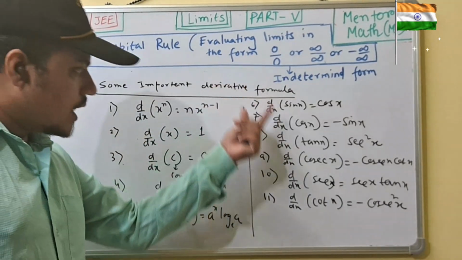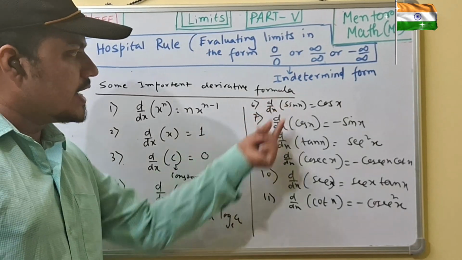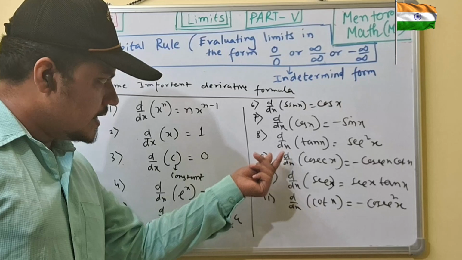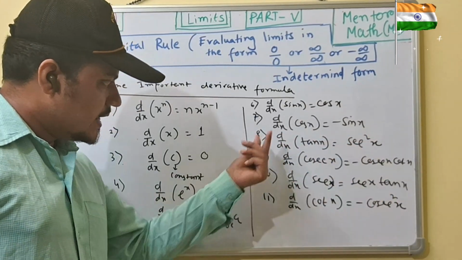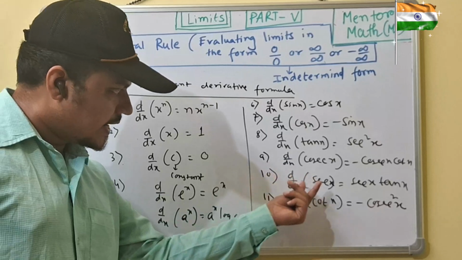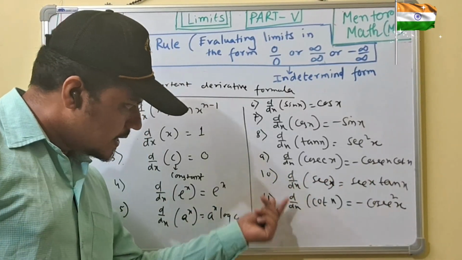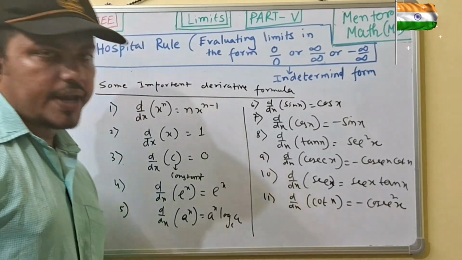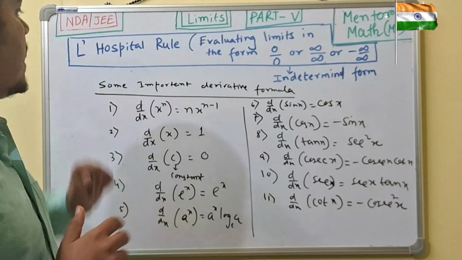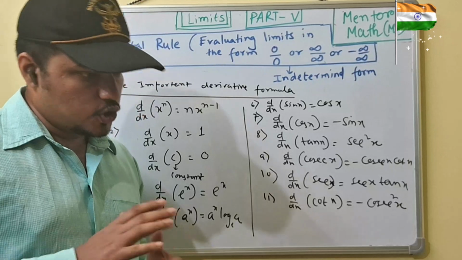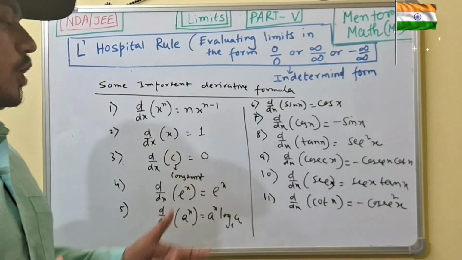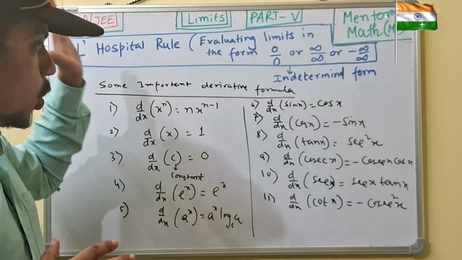Number 6, now comes the trigonometric forms. d/dx of sin x is equal to cos x. d/dx of cos x is equal to minus sin x. d/dx of tan x is equal to sec square x. d/dx of cosec x is equal to minus cosec x into cot x. d/dx of sec x is equal to sec x into tan x. d/dx of cot x is equal to minus cosec square x. This is the basic formula you have to know to apply the L'Hopital rule, because in basic examples you have to use these formulas. So you have to know the basic formulas first.